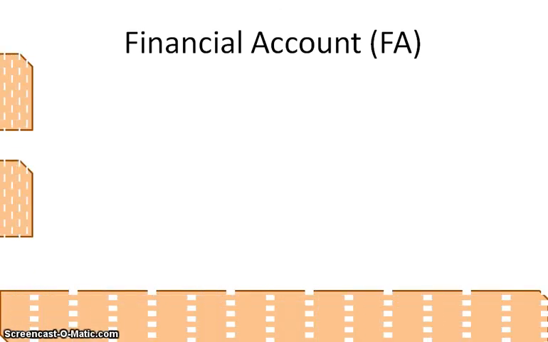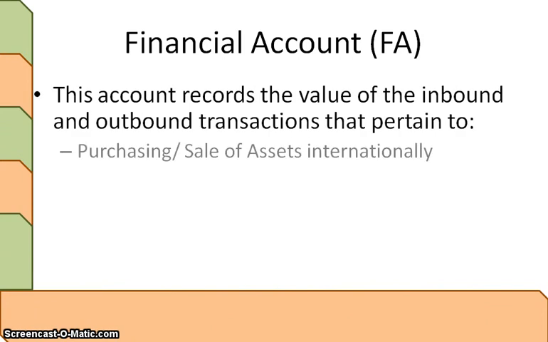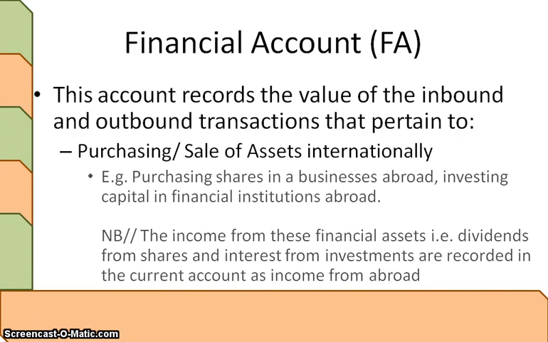All right. The financial account of your balance of payments records the value of the inbound and the outbound transactions that pertain to the purchasing or the sale of assets internationally. So, for instance, here we have the purchasing of financial assets. So you invested in a company abroad. This is going to be recorded in your financial account. All right. So that investment is recorded here when you purchase shares or you purchase a business.